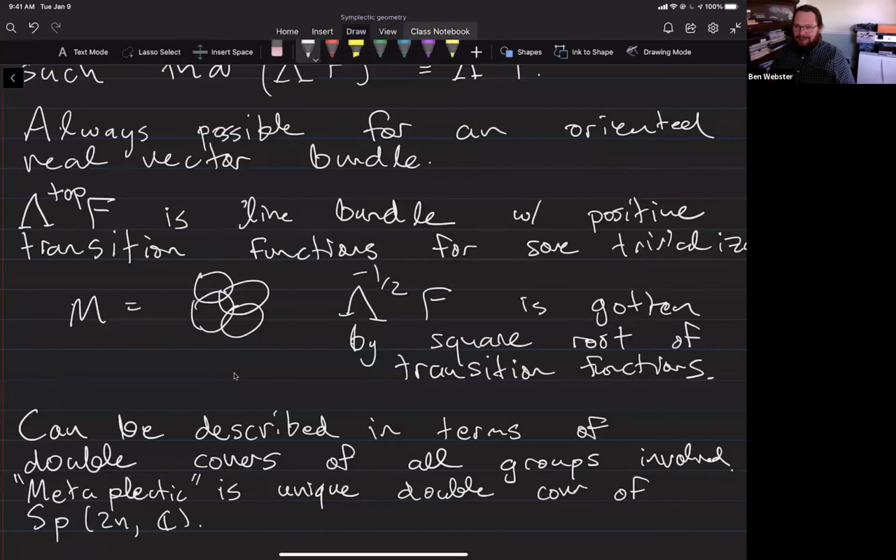Over the complex numbers, you can think about this in terms of Chern theory, right? That you're going to have a square root if your curvature is 2 times an integral cohomology class.